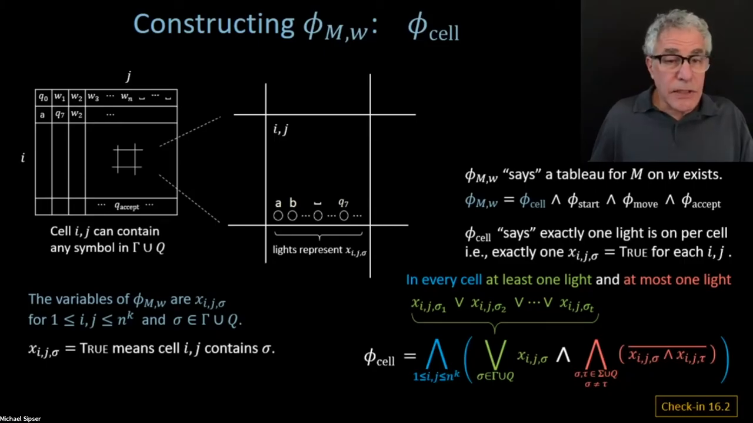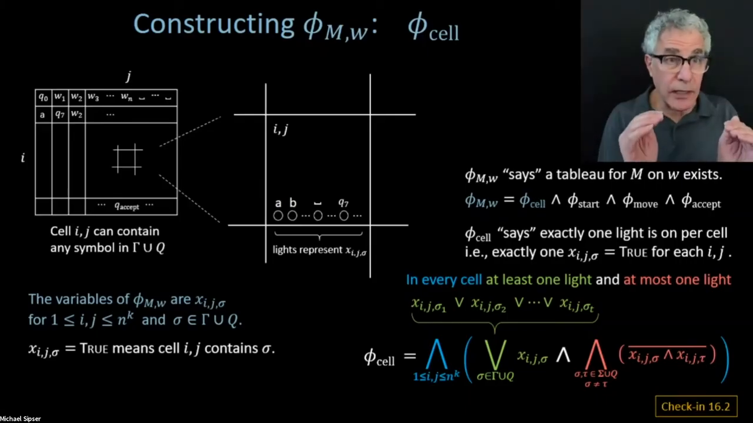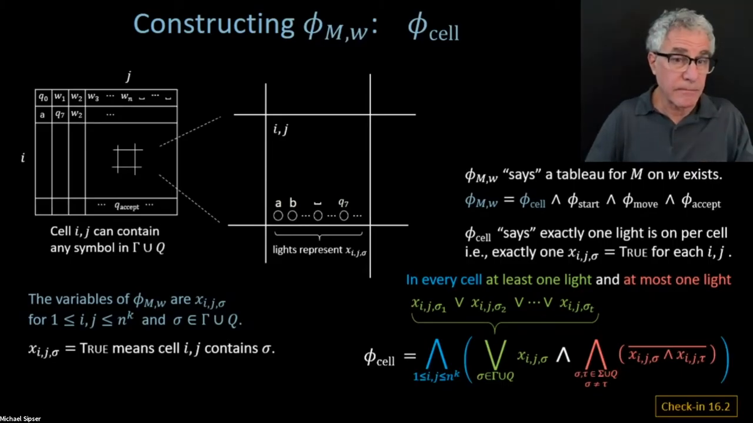Yes. So the question is, okay, phi sub cell is just trying to make sure that the encoding represents setting a bunch of symbols into the tableau. So each cell is going to have one symbol exactly, not two, not zero. So if you set the variables to satisfy phi sub cell, then there's going to be one symbol on in each of those cells.